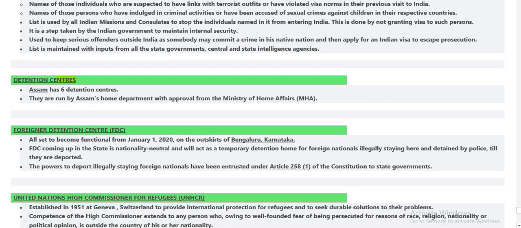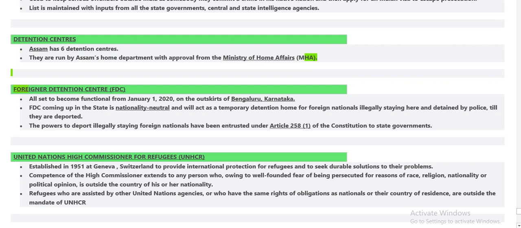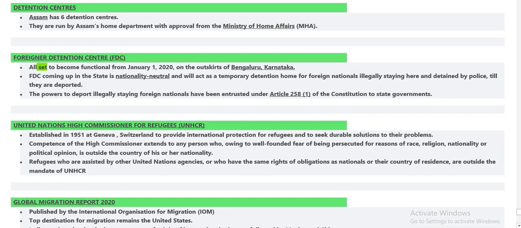It is used to keep serious offenders outside India, as somebody may commit a crime in his native nation and then apply for an Indian visa to escape prosecution. The list is maintained with inputs from all the state governments and central and state intelligence agencies.